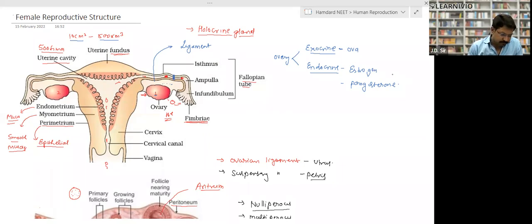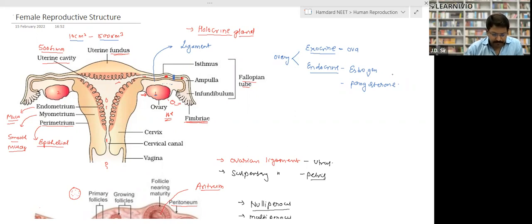Exocrine function is production of ova, and endocrine function is secretion of the female hormones, estrogen and progesterone.